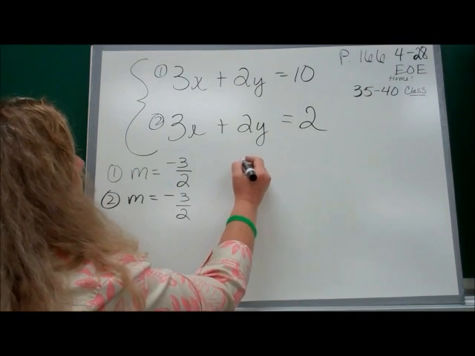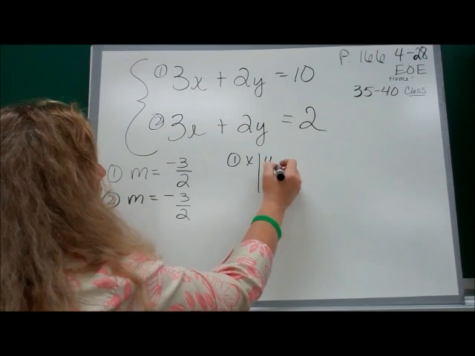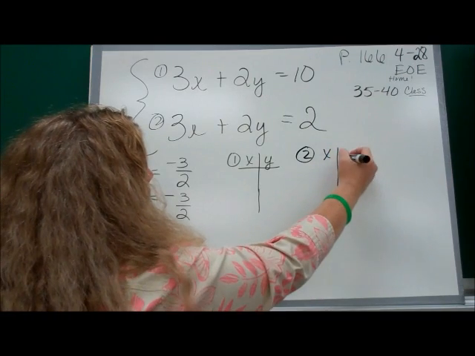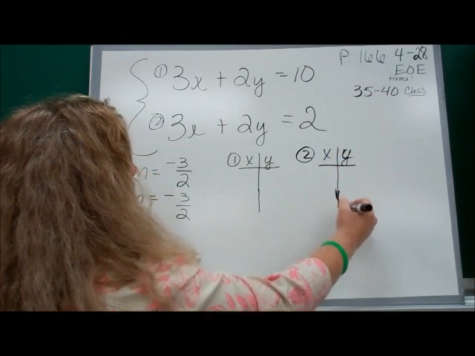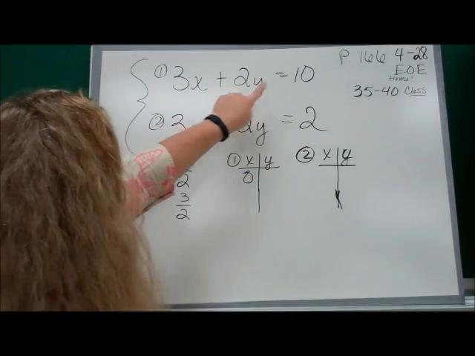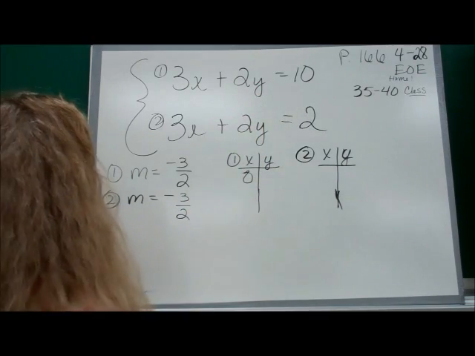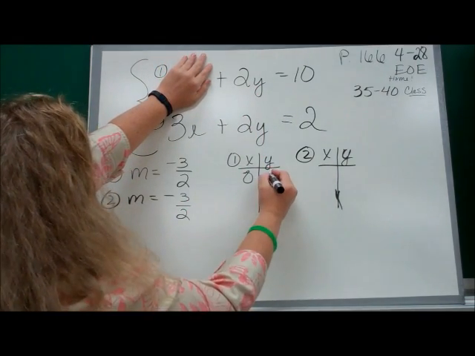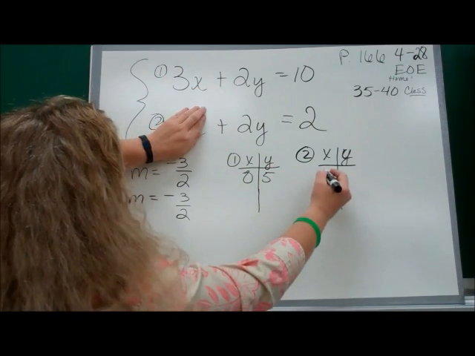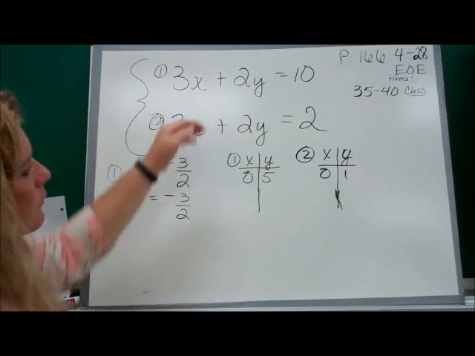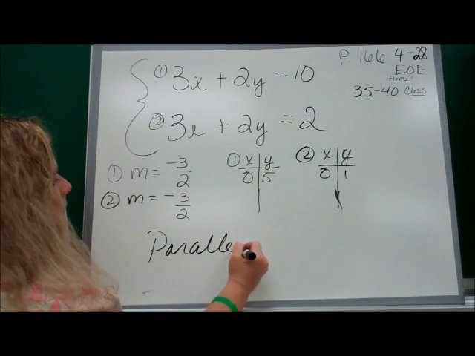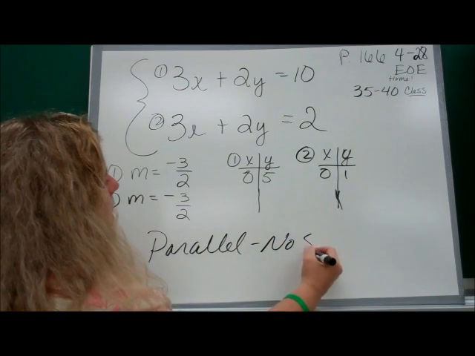Well, let's see which. Equation number 1, let's find a point. Equation number 2. If we go for this time the y-intercept, because I can see that 2 goes into 10 evenly. If x is 0, y is 5. And then if x is 0 on equation number 2, y is 1. I've got different y-intercepts, same exact slope. These lines are parallel. There is no solution.